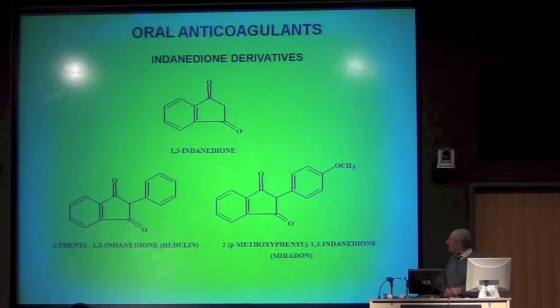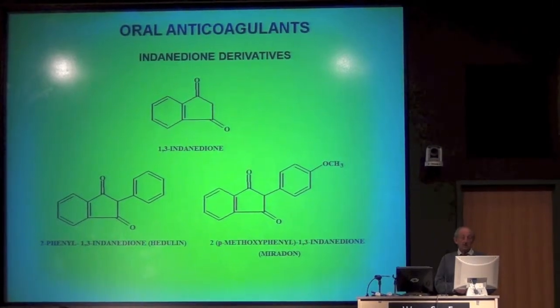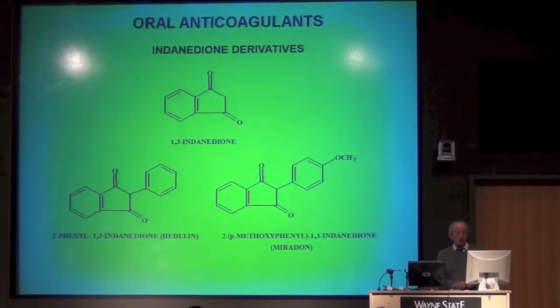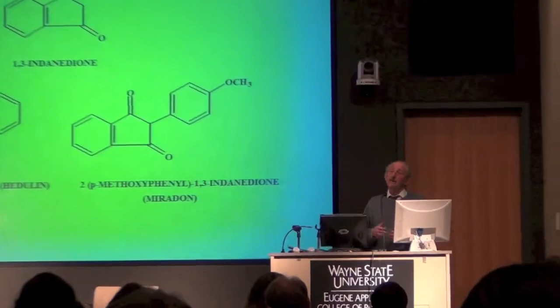They also synthesized some other compounds that had similar activity. These are known as indanediones, but they're very seldom used anymore. They would only be used if a patient did not respond to Coumadin, but we now have other compounds that are thrombin inhibitors and factor 10A inhibitors, so there's no need for those anymore. Those are alternatives to Coumadin.